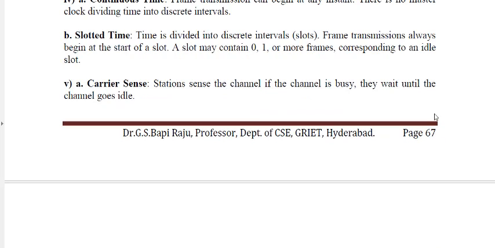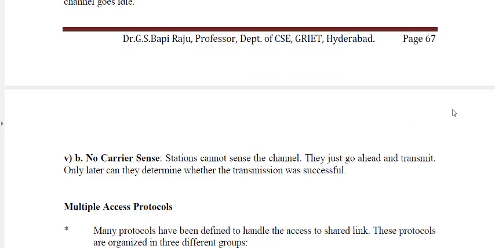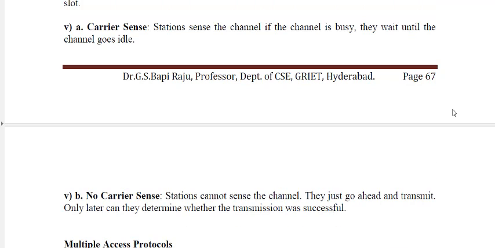Coming to the fifth assumption, there are two things: one is carrier sense, and the second is no carrier sense. Carrier sense means that normally, if the carrier is busy, the station should not send any data. It should not pass the packet onto the channel, because when some transmission is going on, the channel is busy. At that time, if a station tries to forward any packet, that leads to a collision.